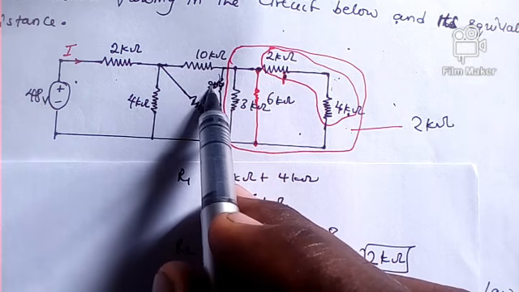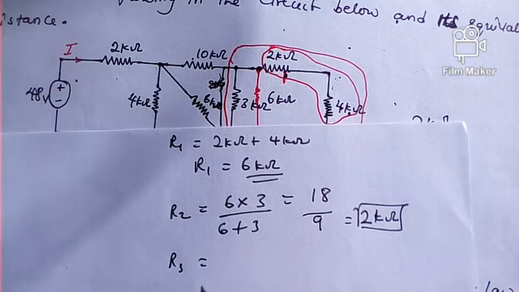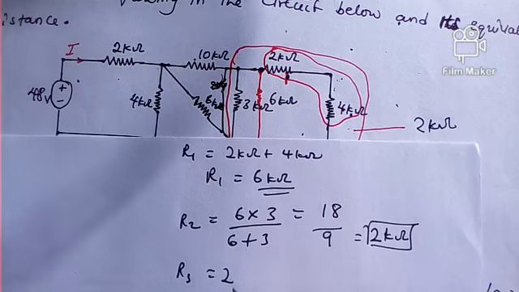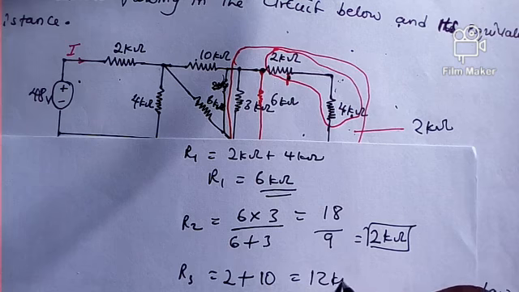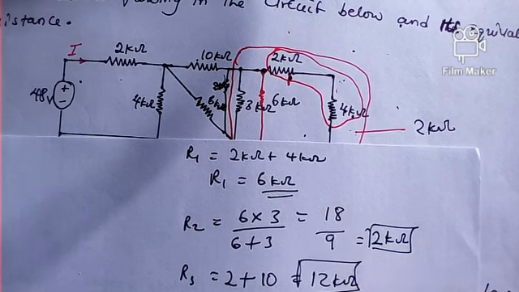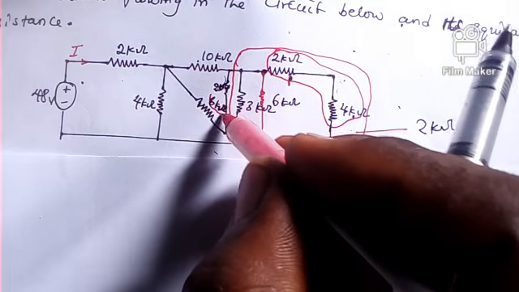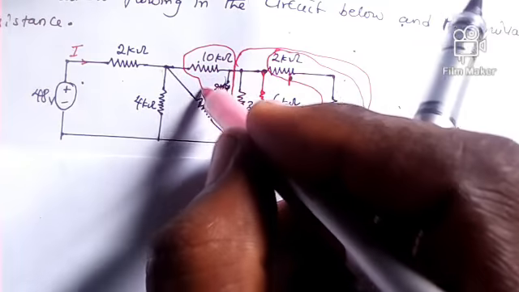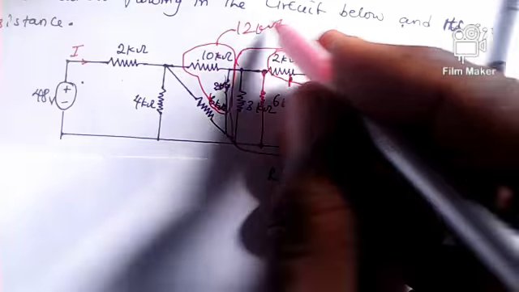So when we add it up, we can see 2 plus 10. We call it R3, and we have 2 kilo ohm plus 10, which gives us 12 kilo ohm. And that is the total resistance of the equivalent resistor and this one here. These two give you 12 kilo ohms.